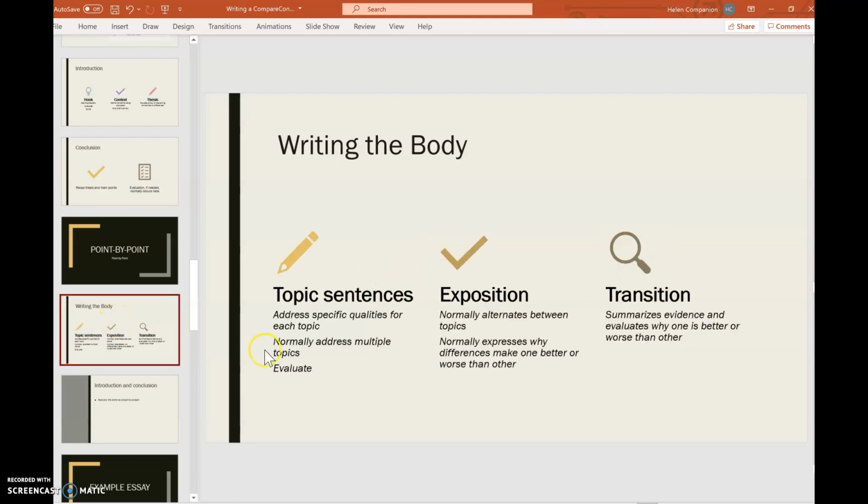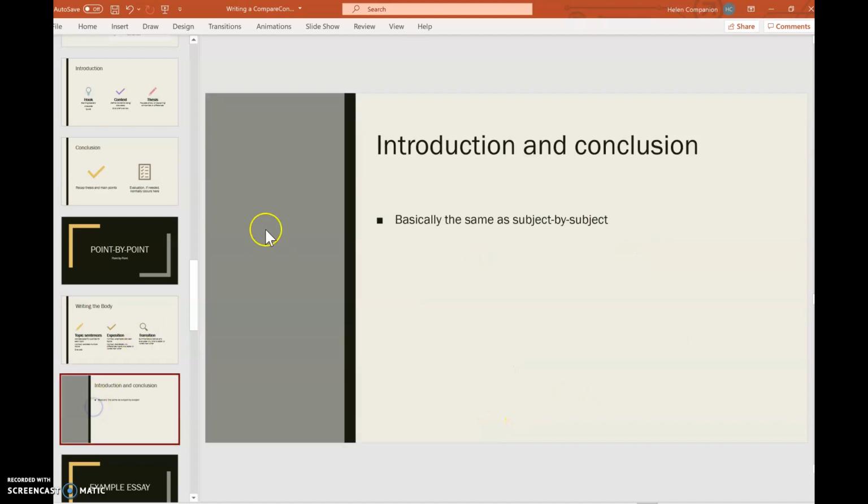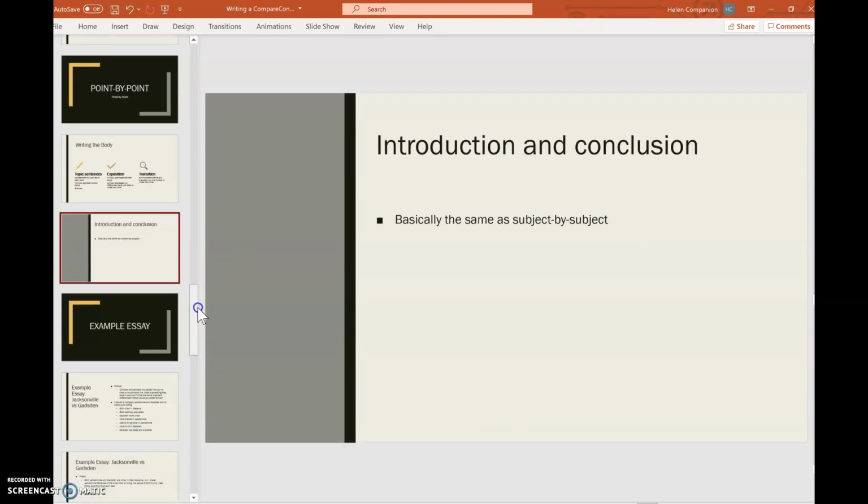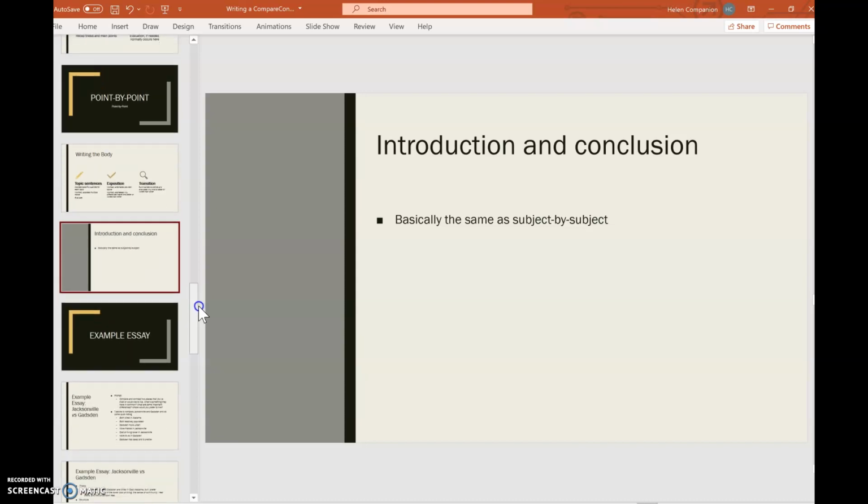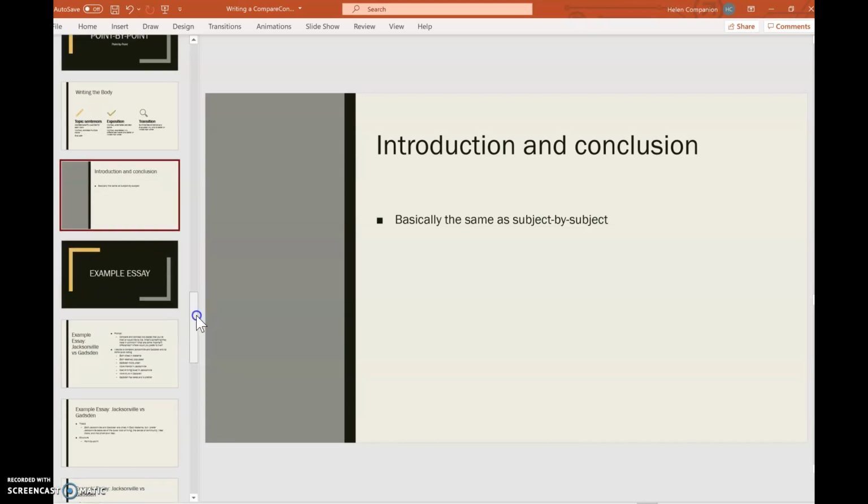Point by point, your topic sentence will address specific qualities of each topic. So instead of going topic A and topic B, you'll talk about aspect 1 of topic A and B. It'll normally address multiple topics, and they tend to be more evaluative. Exposition normally alternates between topics and normally expresses why differences make one better or worse than the other. And the transition summarizes evidence and evaluates why one is worse or better. And then the introduction and conclusion are pretty similar in a point by point as they are in a subject by subject.